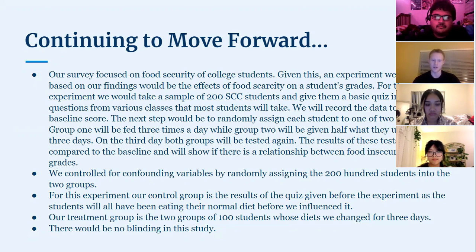For this experiment, our control group is the results of the quiz given before the experiment, as the students will all have been eating their normal diet before we influenced it. Our treatment group is the two groups of 100 students whose diet we changed for the 3 days, and there would be no blinding in this study.